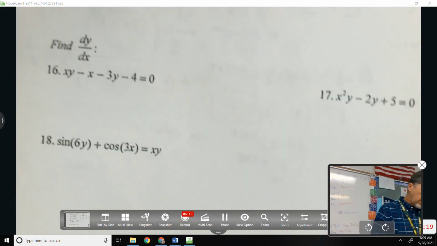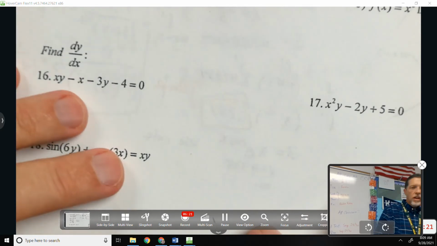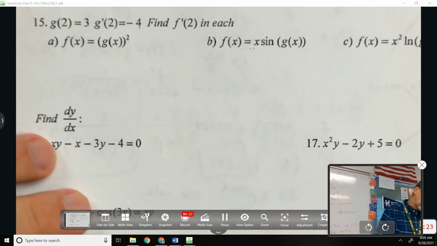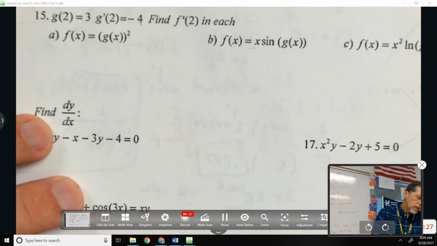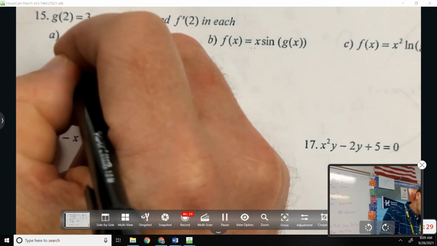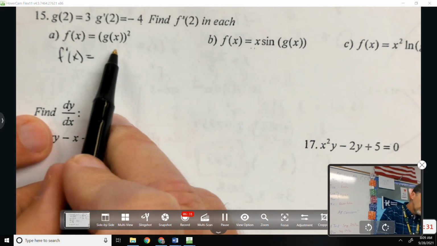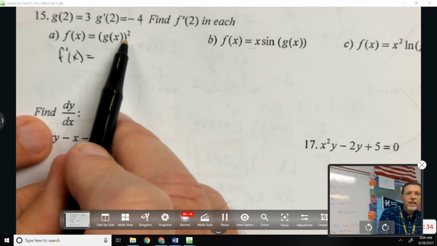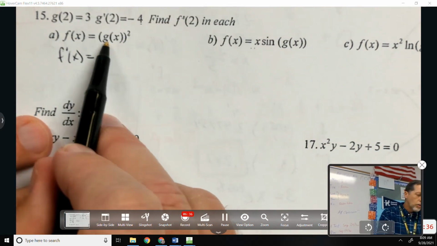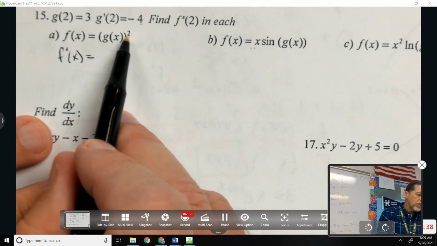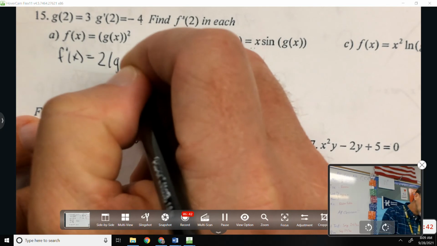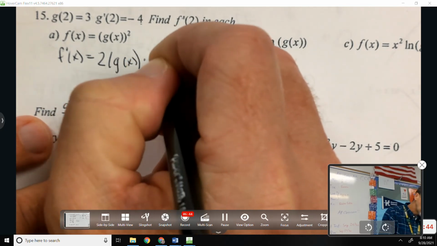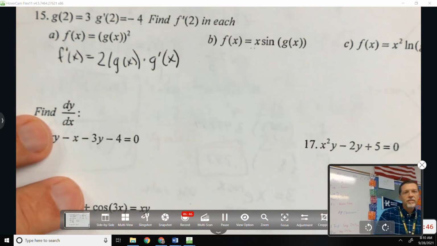And then 15. I think I'll have room on the paper to do this. Find f prime of 2. So f prime of x. Oh, I got chain rule. A lot of chain rule. What's the first thing going on here? The g or the 2? The 2. So 2 times g of x times g prime of x.